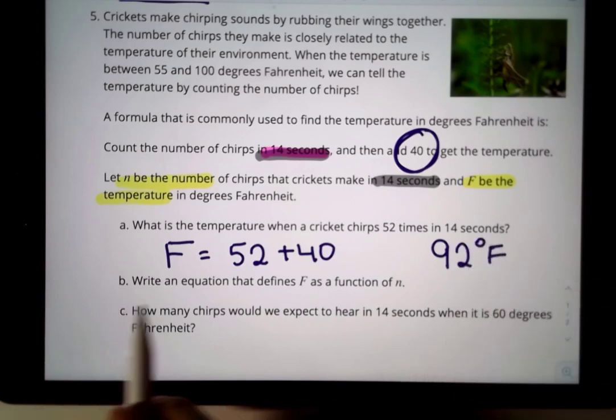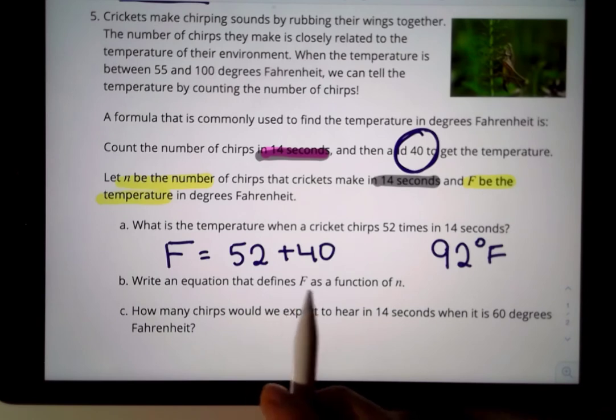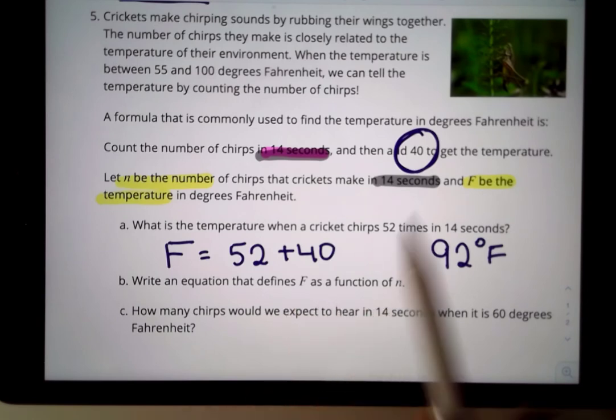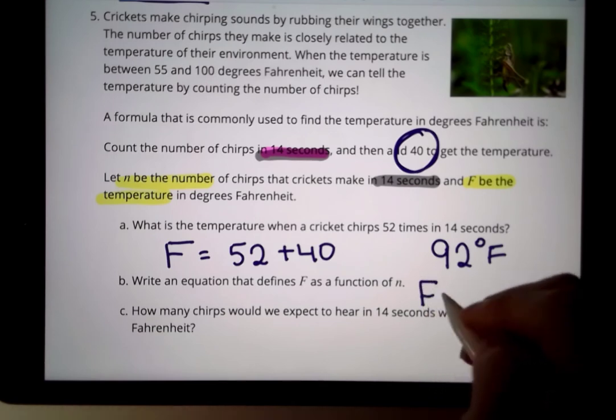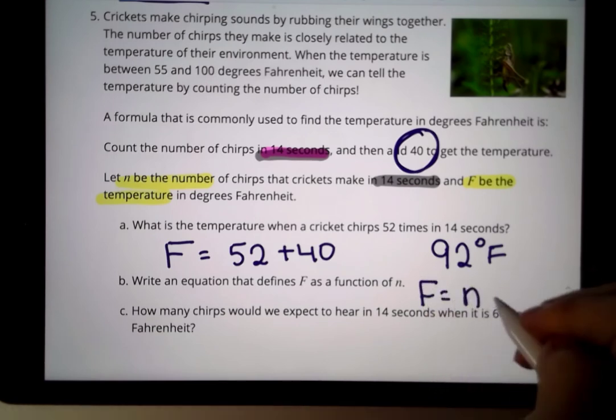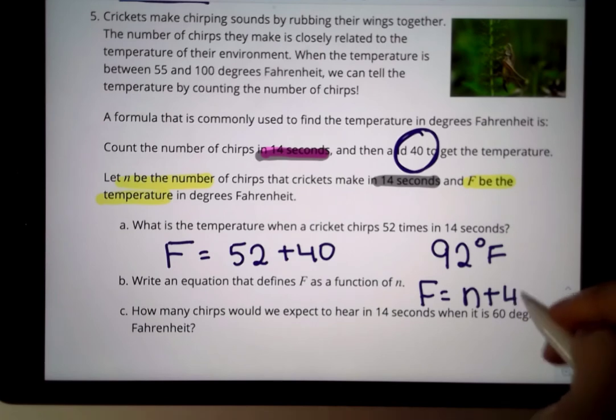Right? And then write an equation that defines f as a function of n. So we just have this one here. So f equals the number of the sound plus 40.